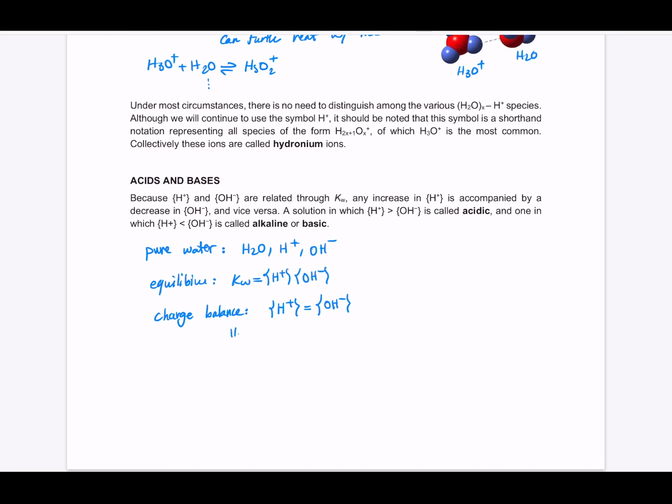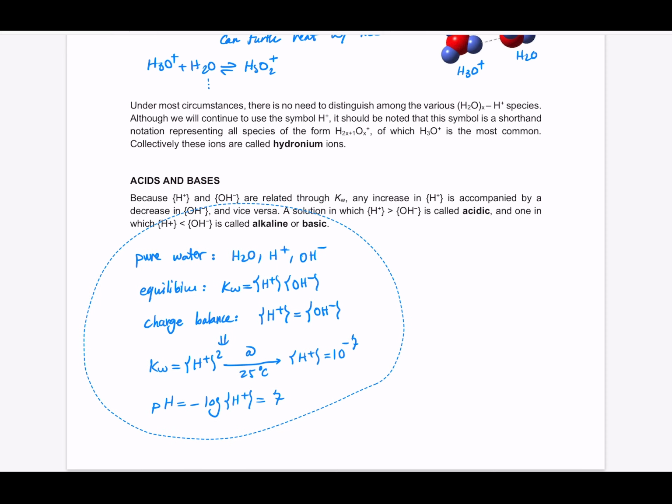Then we can combine all of this to say Kw is H plus to the power of 2, or at 25 degrees C, H plus is basically 10 to the -7, or pH, which is minus log of the activity, would be 7. So for neutral pH, or neutral water, we have a pH of 7.